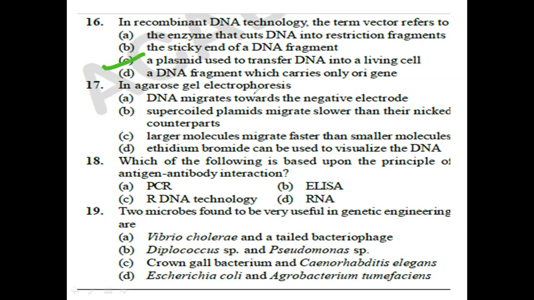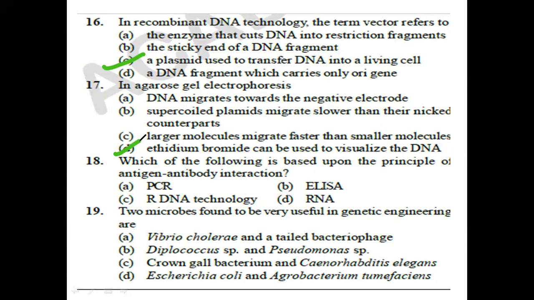In agarose gel electrophoresis, DNA migrates towards the negative electrode. Supercoiled plasmids migrate slower than nicked counterparts. Larger molecules migrate faster when compared to smaller molecules. Ethidium bromide can be used to visualize the DNA. So in this case, ethidium bromide can be used to visualize the DNA.